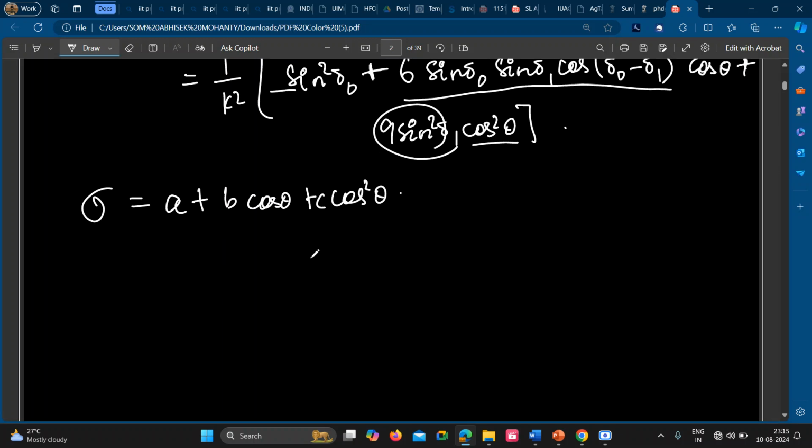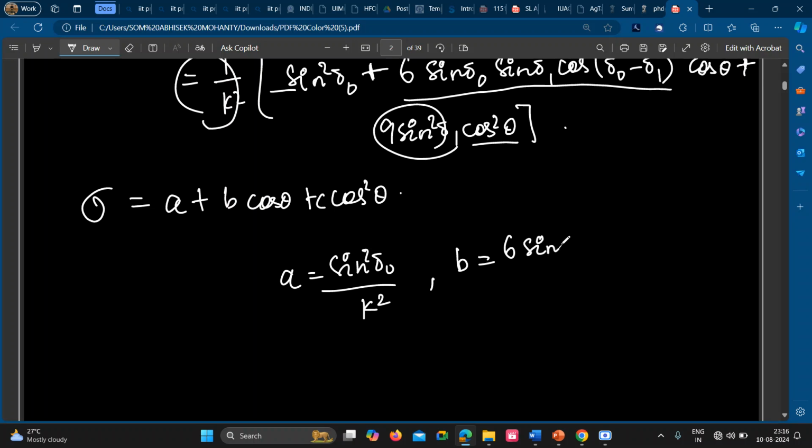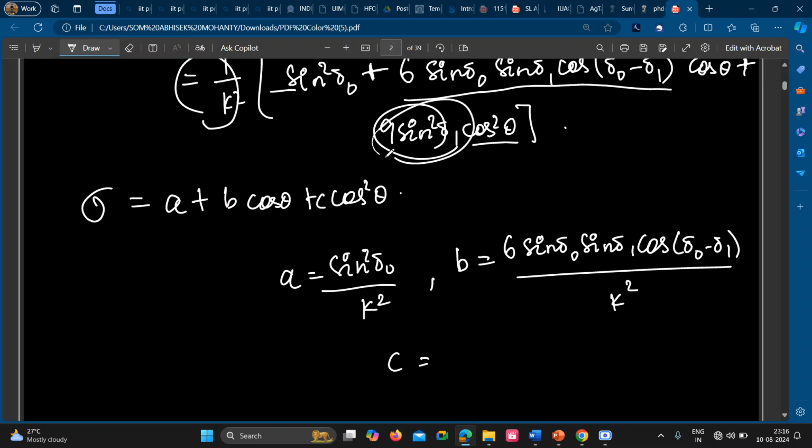So I will write it here. a is actually sine square delta 0 by k square, where 1 by k square is outside. Now b is 6 sine delta 0 sine delta 1 cos of delta 0 minus delta 1, whole divided by k square, and c is 9 sine square delta 1 by k square. These are the values of a, b, c that we were asked.